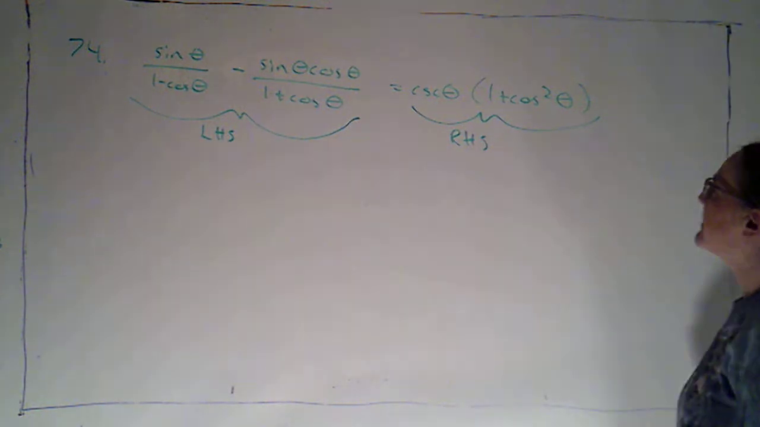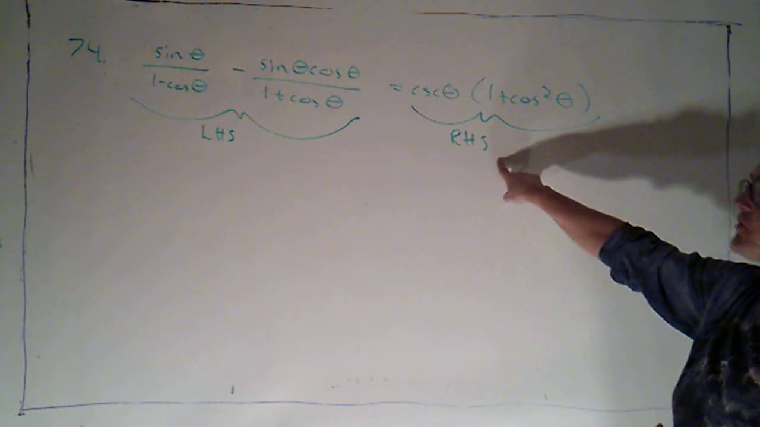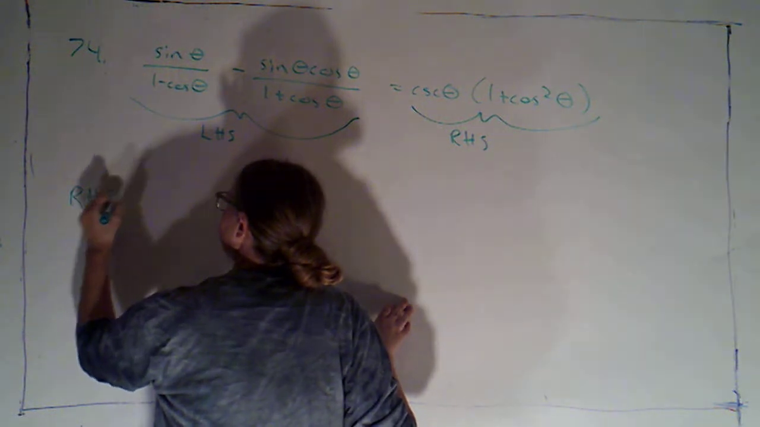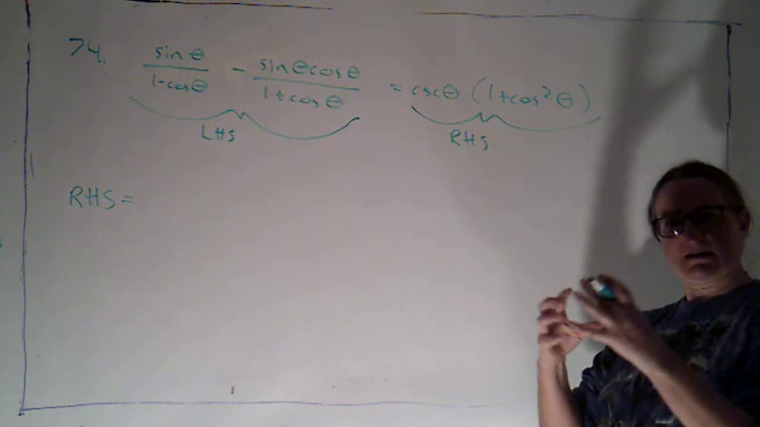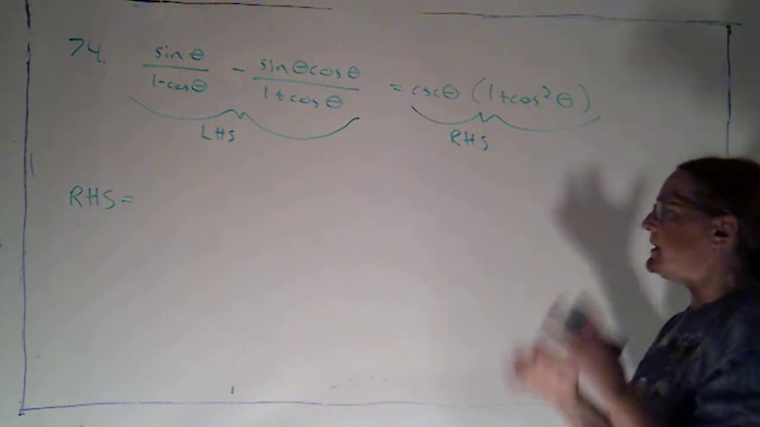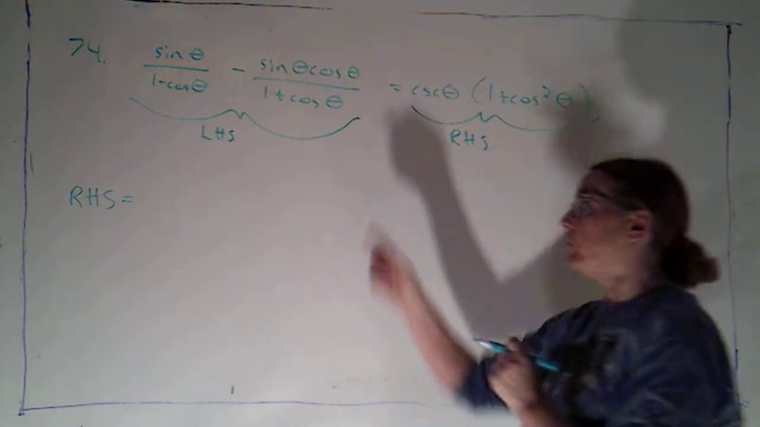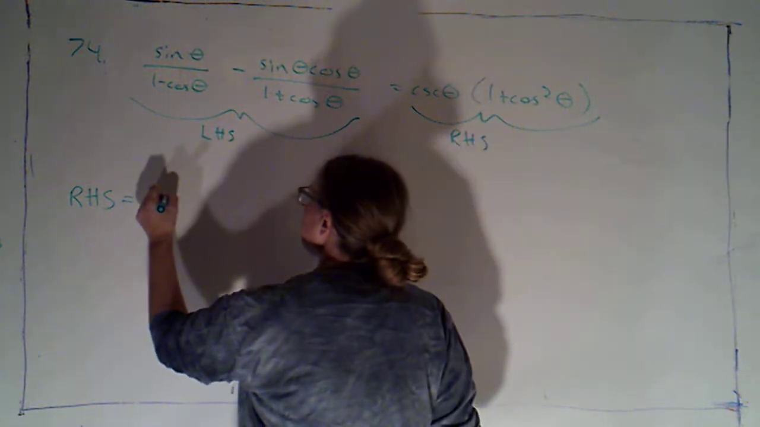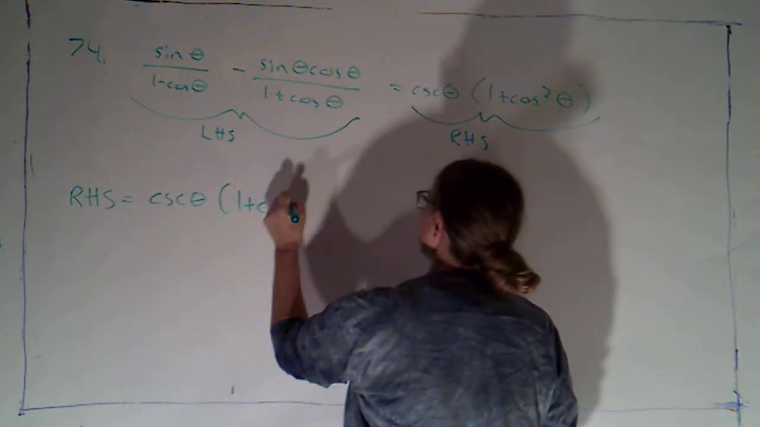Welcome back. So I'm going to pick a side to start with. I think I'm actually going to start with the right-hand side, just because that looks a little bit simpler, and I'm thinking if I can simplify that, then I can switch and use the 3-paragraph method, but that'll give me a very well-defined goal for what I want to simplify this to. Okay. So the right-hand side was cosecant of theta times 1 plus cosine squared theta.